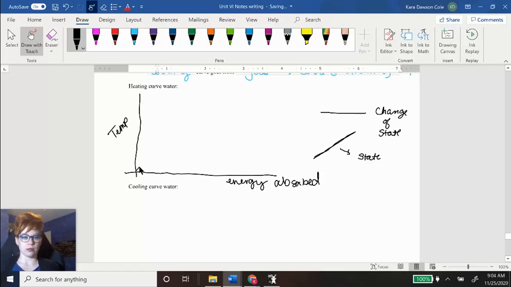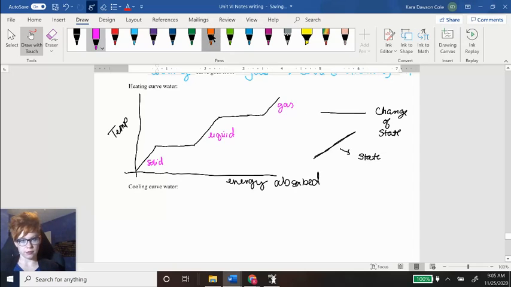So you do a diagonal up. That would be all of the solid, and then a straight line across. This would be where we're melting. And then you go up again, diagonal again. This would be my liquid. A straight line would be where I am vaporizing the liquid. And then another diagonal up, and this would be a gas. So labeling this here, you have your solid, your liquid, and your gas at each of the diagonals on here.